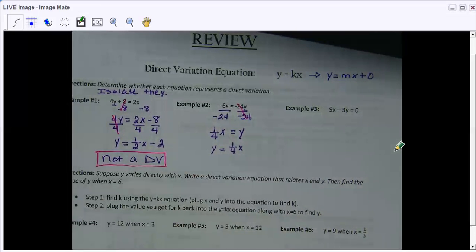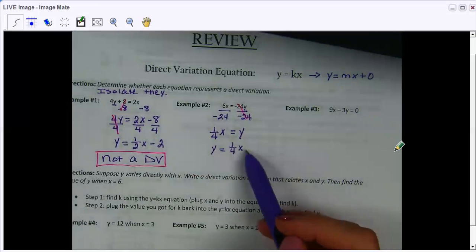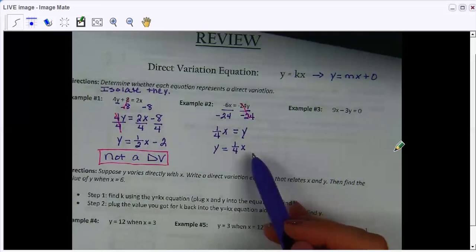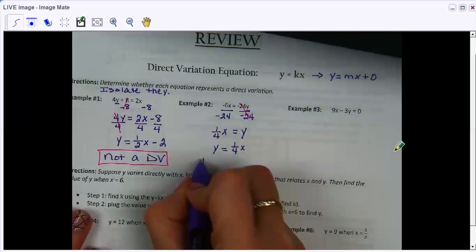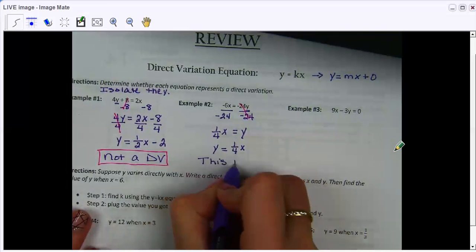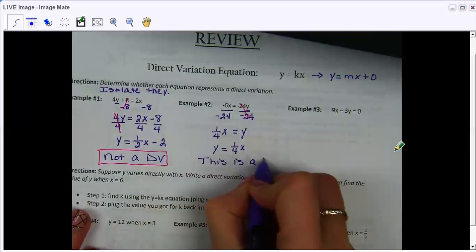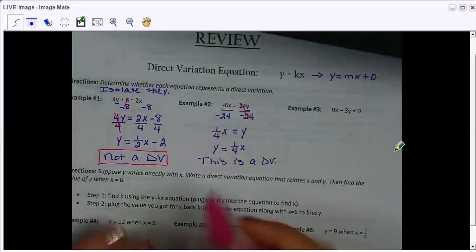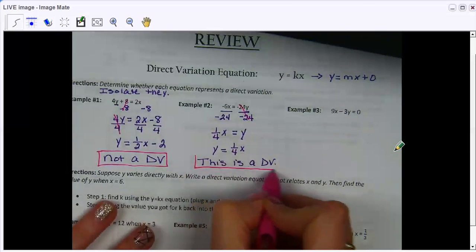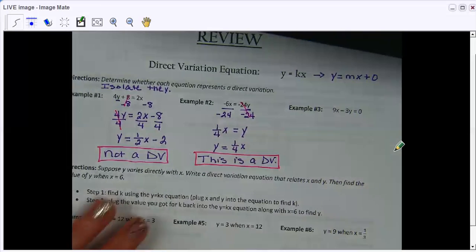Okay. So because this does not have a y-intercept, that means that it's 0. And so this is a DV. Okay. So that's your answer for this one. It is a direct variation.